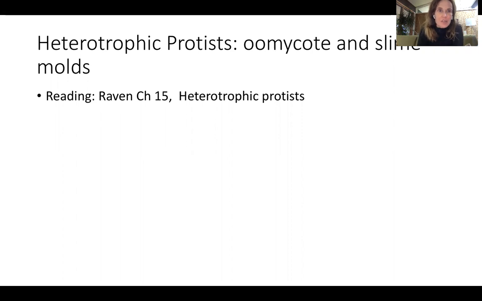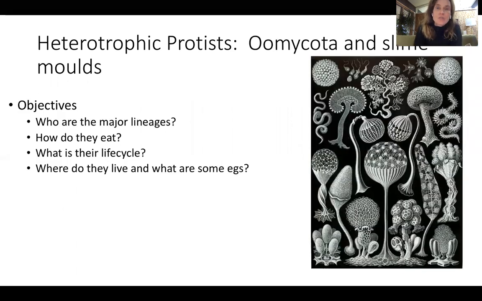Hi guys, welcome to Heterotrophic Protists, the Mycota, and the slime molds. This week your reading is the very end section of chapter 15, just a bit about heterotrophs. That's all you need to read this week. And I told you we'd start talking about learning objectives.